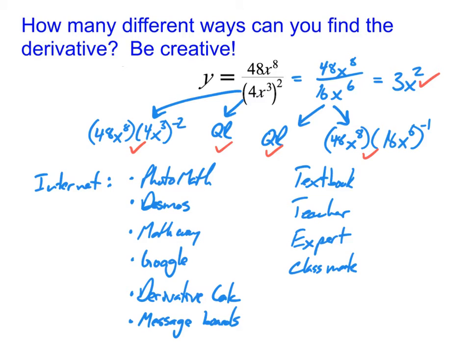And is this an exhaustive list? Is this everything we could come up with? No. No, not by a long shot. There's tons of other ways that you could go about doing this. For instance, nobody thought of saying, I can take my (4x cubed) squared and rewrite it as 4x cubed times 4x cubed and use the product rule with it. Things like that. There's all sorts of other ways that you could approach this and get creative.